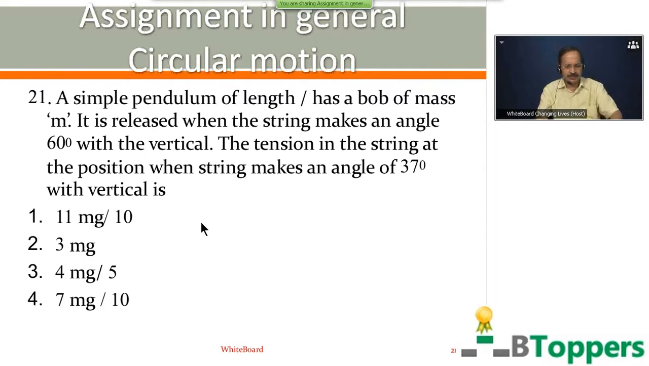I have shown 4 options on the screen. First option 11 mg by 10, second option 3 mg, third option 4 mg by 5, fourth option 7 mg by 10. Of course, you have to take cos 37 degrees equal to 4 by 5. Come on, you take a pause and try this question. You can take a pause and try the problem.